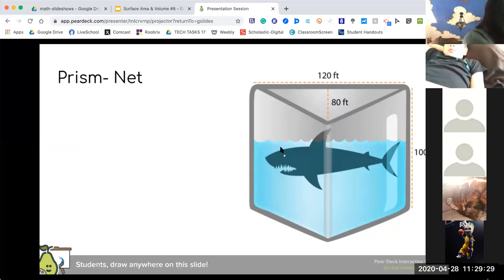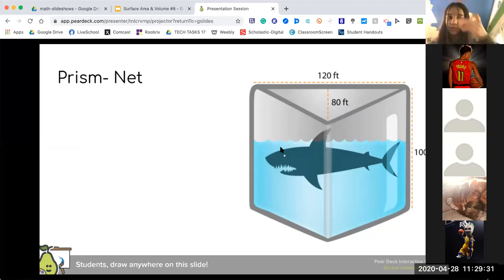I'm using this as your feedback opportunity assessment for understanding the volume and surface area of a triangular prism net. So either send it to me on Pear Deck here, or you'll need to mark it up and text it to me.